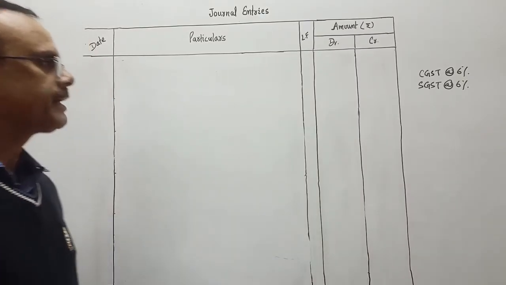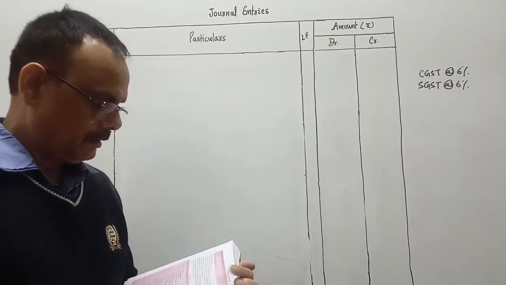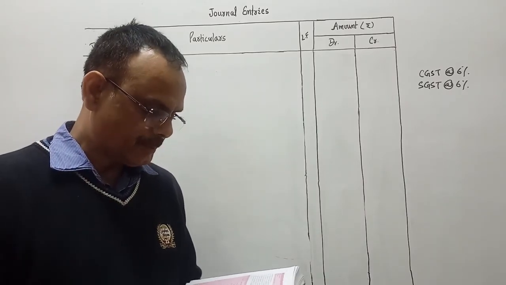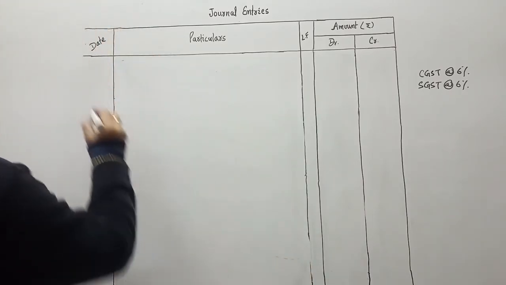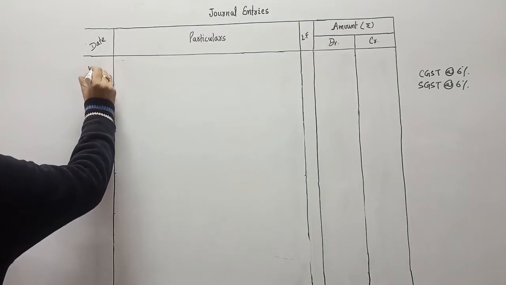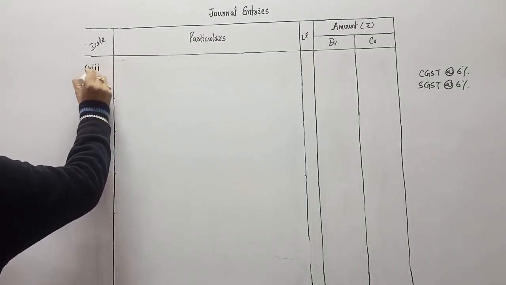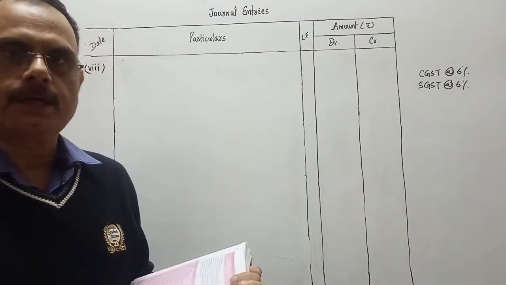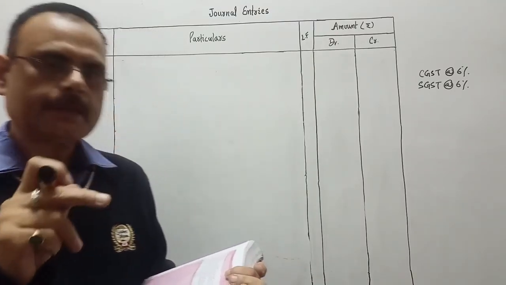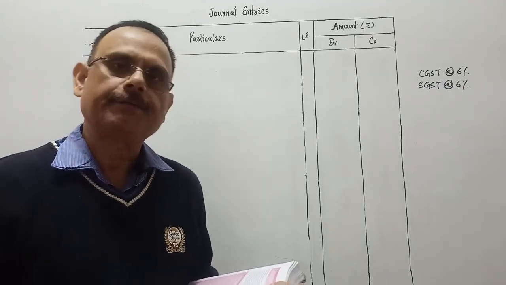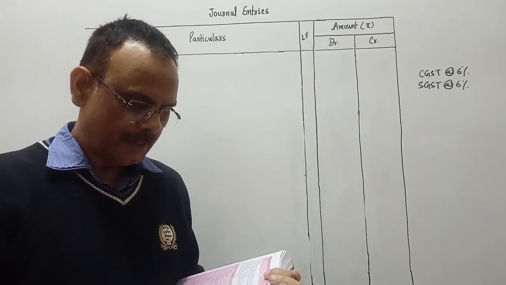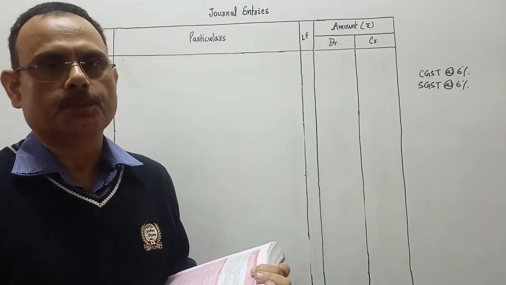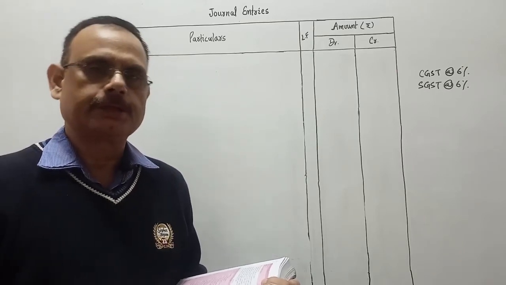Now come to the next adjustment, adjustment number 8 in the same question. Goods costing rupees 10,000, with market value 11,000 in brackets, were taken by the proprietor for personal use.